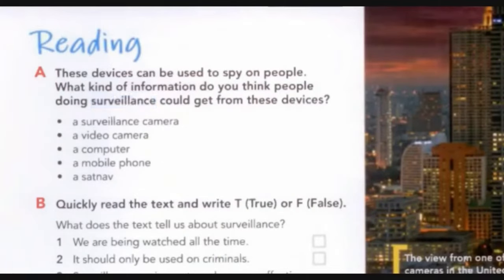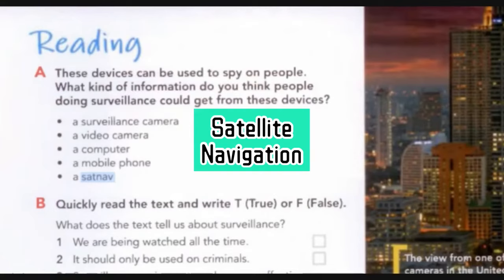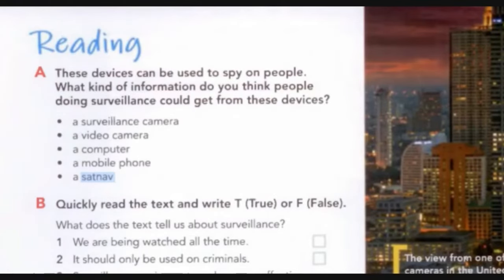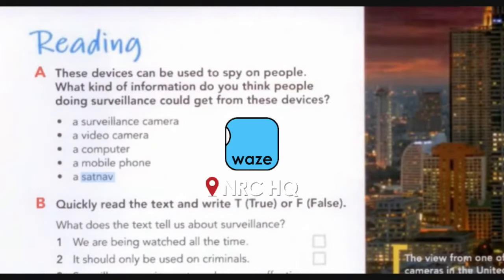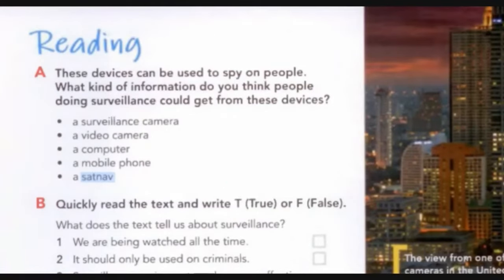Okay, so these are some of the surveillance devices used nowadays, like a surveillance camera. Normally you call CCTV, a video camera, a computer, a mobile phone, or a SatNav. You know what is a SatNav? SatNav stands for the words satellite navigation. That means you use the information from the satellites, like Google Map, Waze, so we can get the direction to our destination. Yeah, GPS. Okay, correct. Okay, so this is called SatNav.